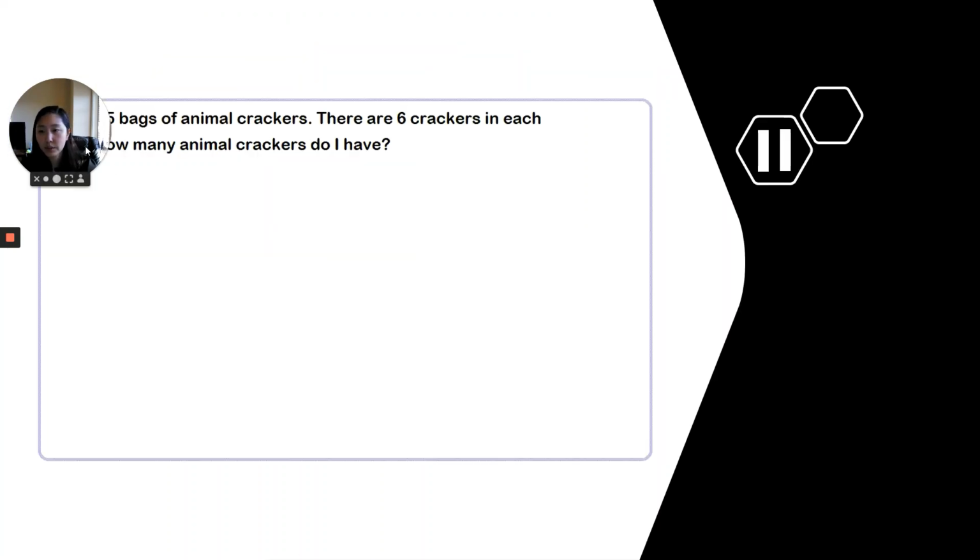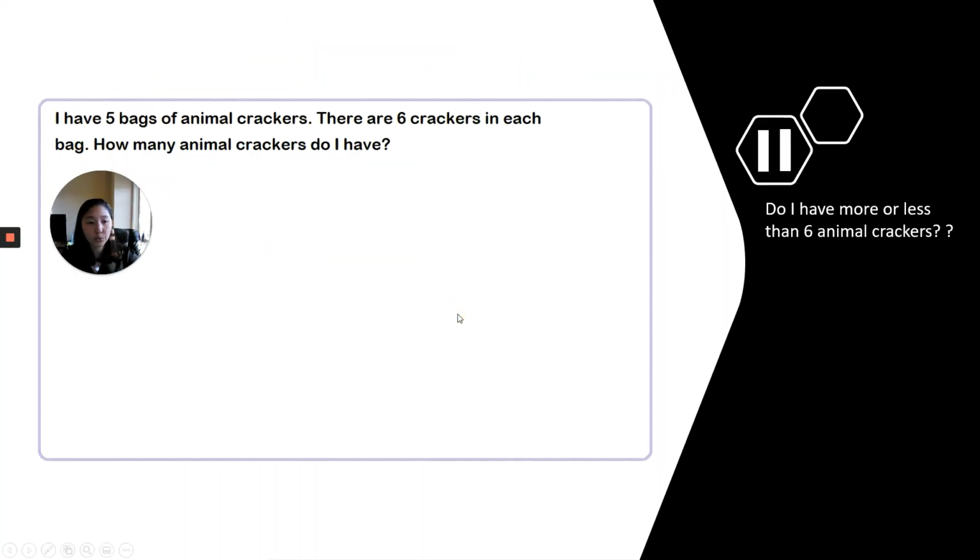And we're going to go and do our more and less than questions. Right now, do I have more or less than 6 animal crackers? Make sure you're pausing to explain why, using the "I think I have more" or "I think I have less because" sentence. So I'm going to pause right now, you're going to pause, and you're going to tell me, why do you think you have more than 6 animal crackers or less than 6 animal crackers?